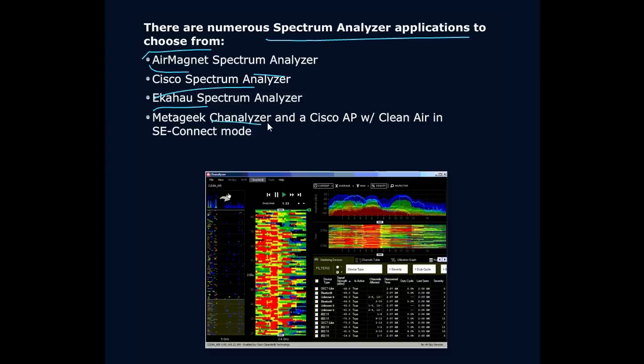Now, the MetaGeek Channelizer connects with our Cisco AP in clean air mode. So MetaGeek Channelizer is installed on a node, a laptop, a desktop, whatever. Most likely to be a laptop in this case. And then you have an AP running Cisco's clean air mode. And we would choose this to run in SE Connect mode. When we run in SE Connect mode, what we're doing is we're taking the information from the Cisco AP and delivering it to MetaGeek Channelizer. MetaGeek Channelizer will take that information and process it in a readable format for us.